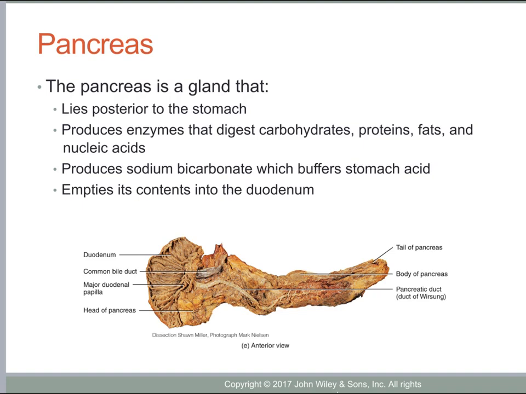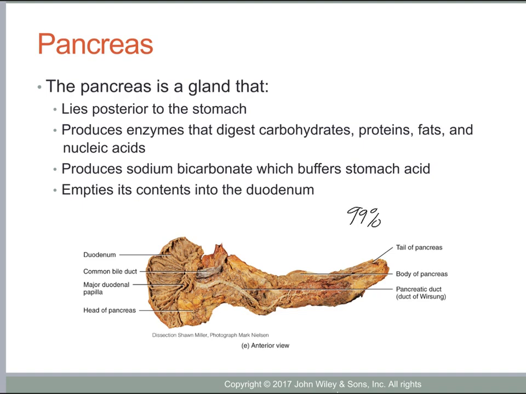It is also going to produce sodium bicarbonate. Remember, sodium bicarbonate is our body's best buffering system. That chyme liquid that is coming out of the stomach is very, very acidic. So it makes sense that this pancreas is located right within that first 8 inches of the duodenum, secreting this buffer that's going to help buffer that acidic chyme solution coming out of the stomach, protecting the integrity of the small intestine.